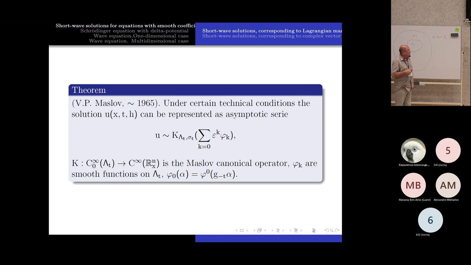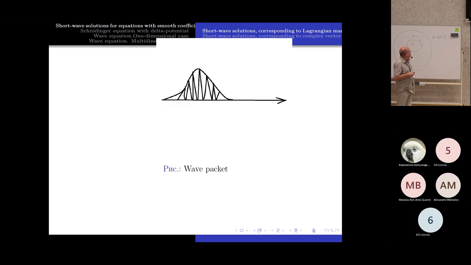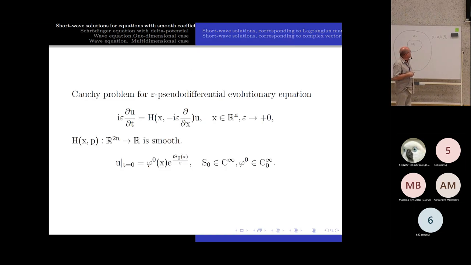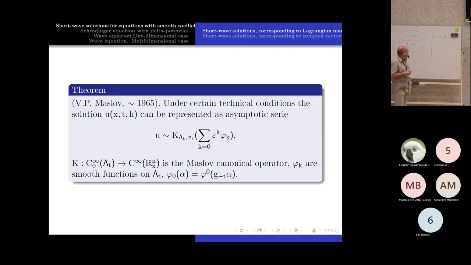And the theorem, which is due to Maslov about 1965, states that under certain technical conditions on the function h, the solution of this Cauchy problem, which is written down here, can be expanded in an asymptotic series. This asymptotic series has the following form.